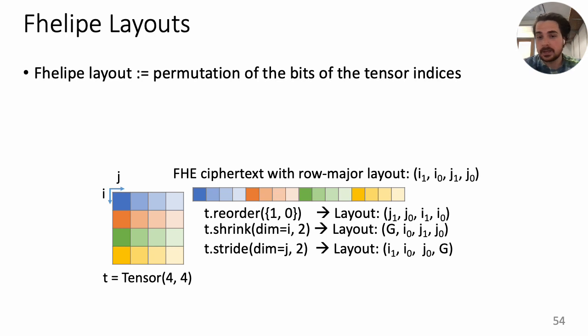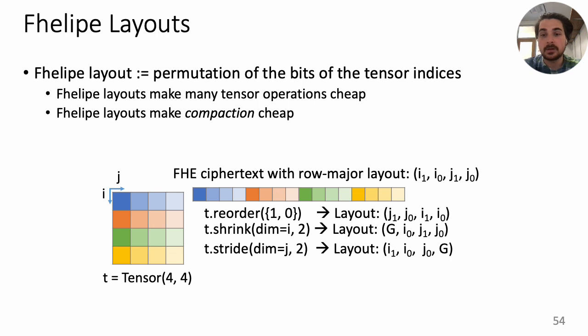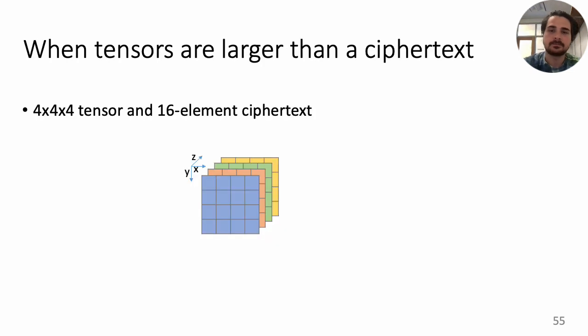So we saw Felipe layouts in action. This showed us the first good thing about them. They make many tensor operations very cheap or free in FHE. Another big benefit of Felipe layouts is that they encourage what we call compaction. Let's see what that means.